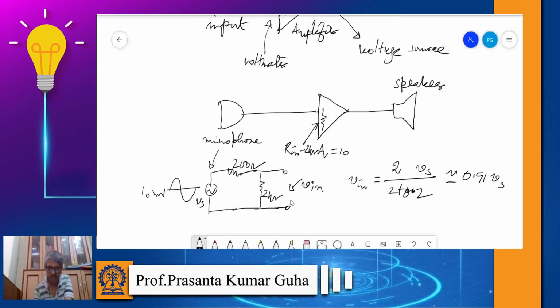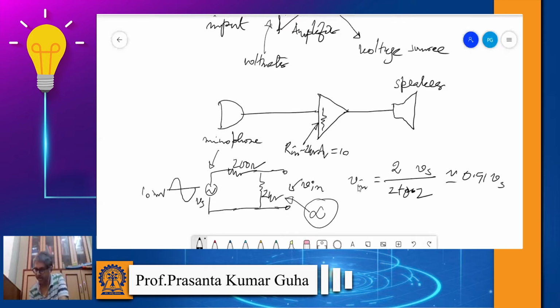In other words, if instead of 2 kilo ohm, I have infinite resistance at the input of the amplifier, you will get the entire Vs at the input of the amplifier, so that it can amplify that.